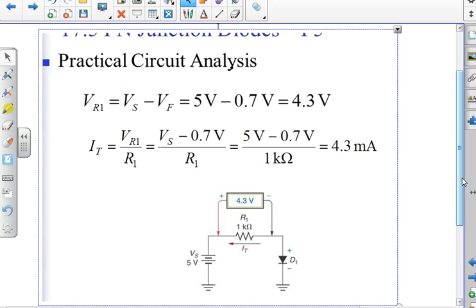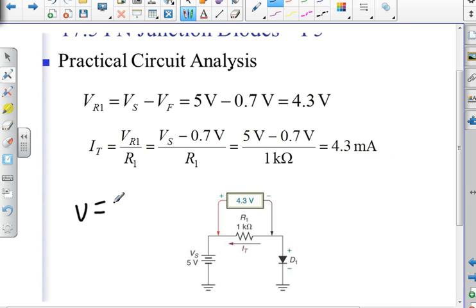Okay, so I want the voltage across R1, and I say it's going to be 4.3 volts. I'm measuring it. It's 4.3 volts. I find my current is going to be 4.3 milliamps. Well, if it's 1 kilo ohm, Ohm's law says that V is equal to IR. So current had better be the voltage divided by the resistance. I'm measuring 4.3 volts divided by 1K. So that's why I'm seeing 4.3 milliamps.